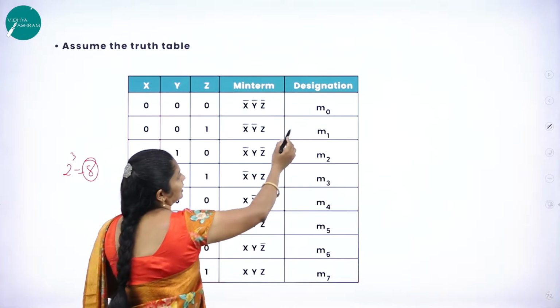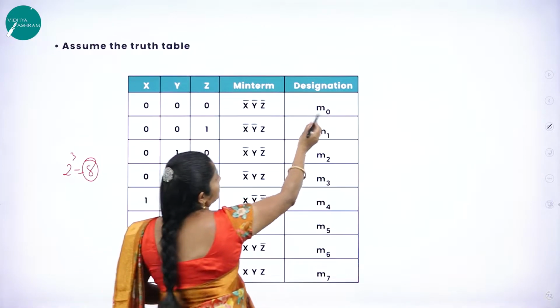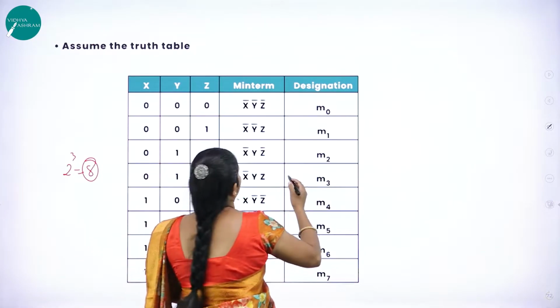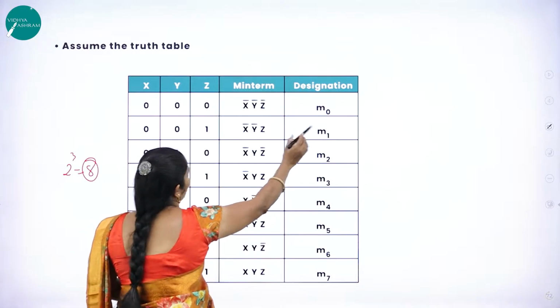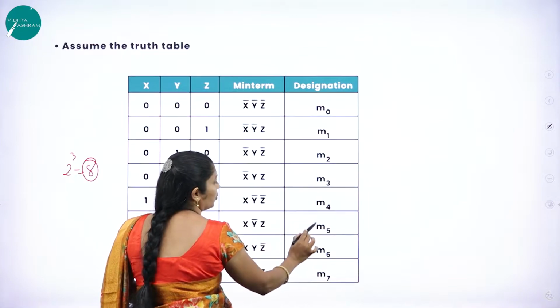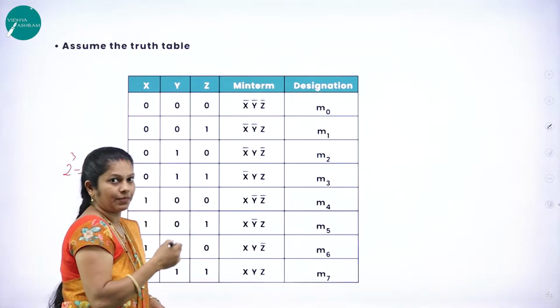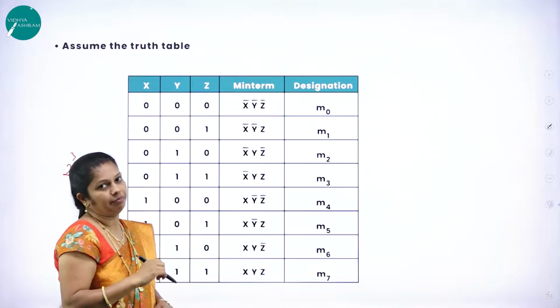Now in the same way, the designation. First one, when you have 3 zeros, then it is m0. To remember that, here 3 zeros, then it is m0. 0, 0, 1, then m1, m2, m3, m4, m5, m6, m7. Like that, we can identify the designation for any given min term.